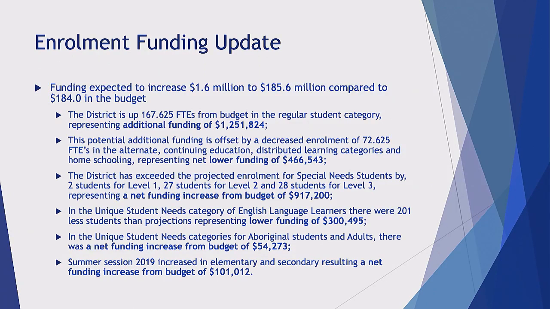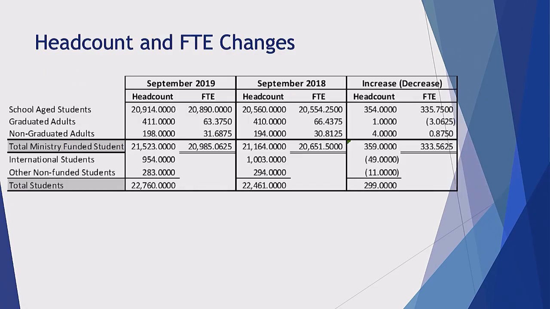The Aboriginal and adults increased just slightly at $54,000, and our summer session for last year increased just over $101,000. So that's the breakdown of the $1.6 million in funding. A little further information on some of the numbers. You can see that our school-age students on a headcount basis compared to last September climbed up 354 students, so that's sizable growth. For the first time in a while, our FTE numbers actually were less than our headcount numbers.